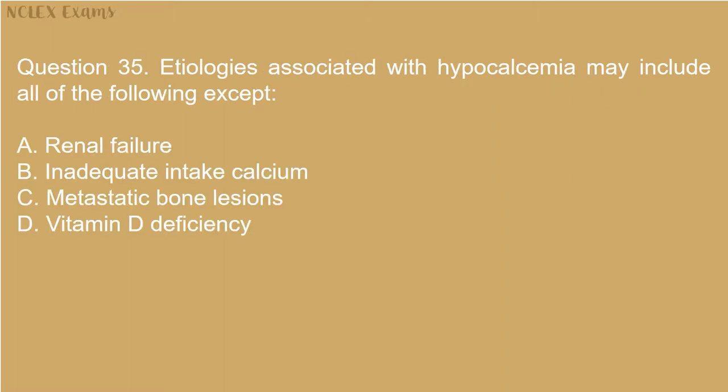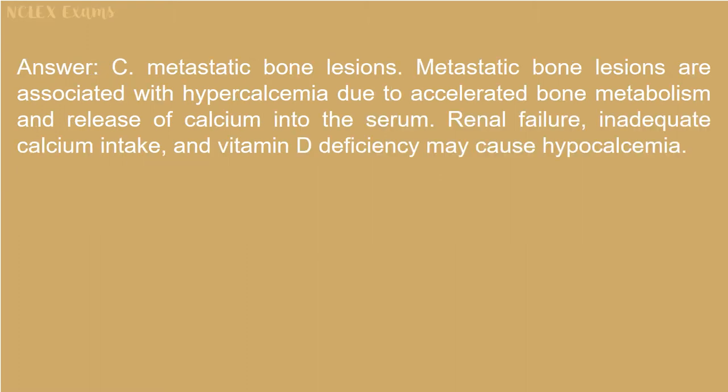Question 35. Etiologies associated with hypocalcemia may include all of the following except A. Renal failure. B. Inadequate intake of calcium. C. Metastatic bone lesions. D. Vitamin D deficiency. Answer C. Metastatic bone lesions. Metastatic bone lesions are associated with hypercalcemia due to accelerated bone metabolism and release of calcium into the serum. Renal failure, inadequate calcium intake, and vitamin D deficiency may cause hypocalcemia.